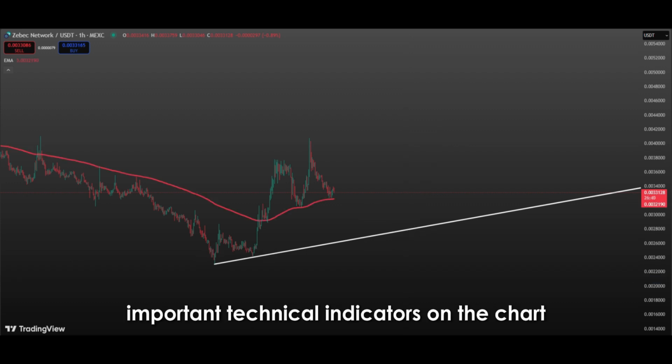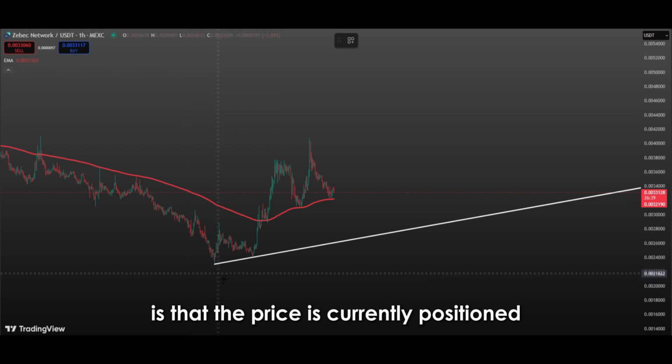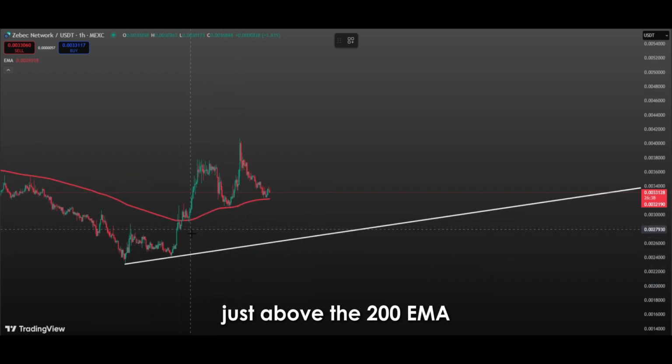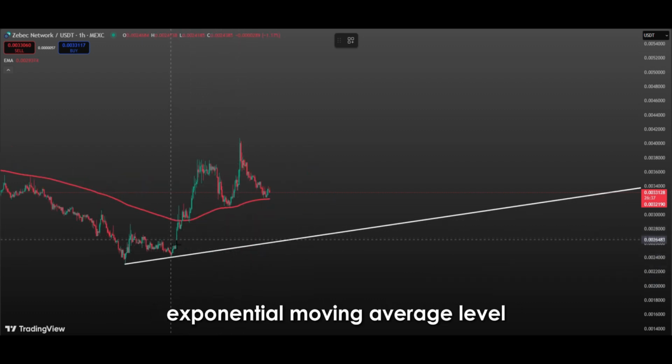One of the most important technical indicators on the chart is that the price is currently positioned just above the 200 EMA, exponential moving average level.